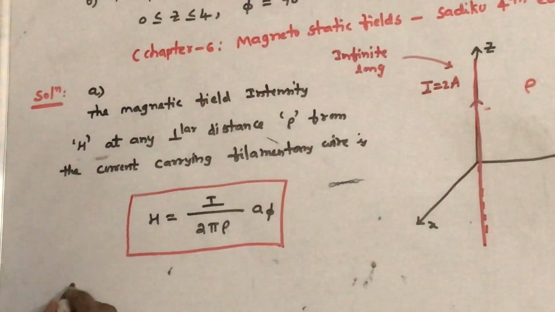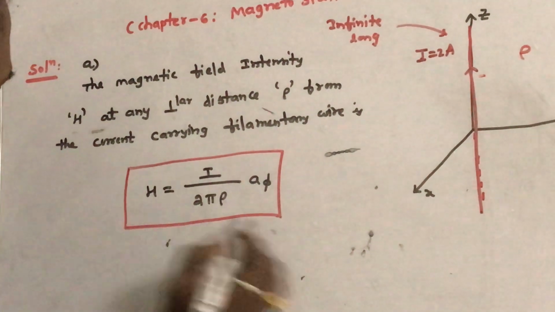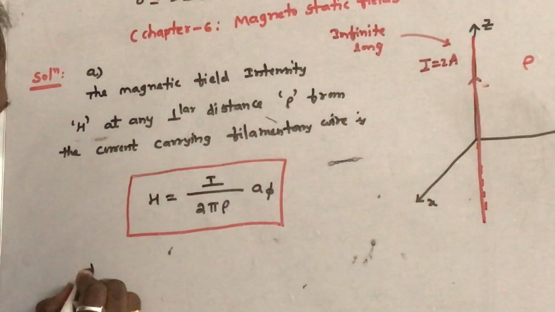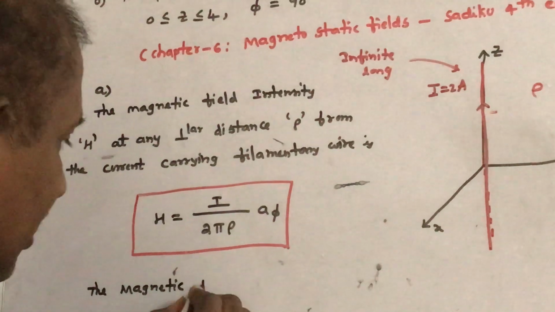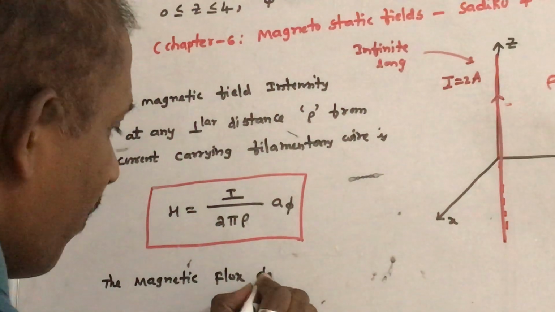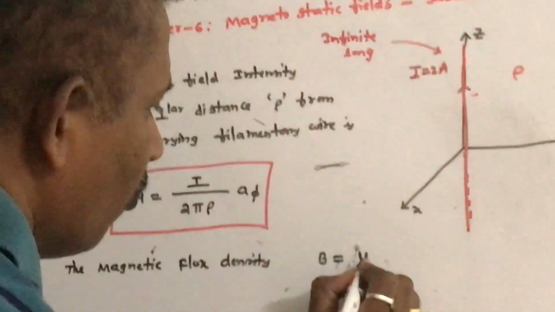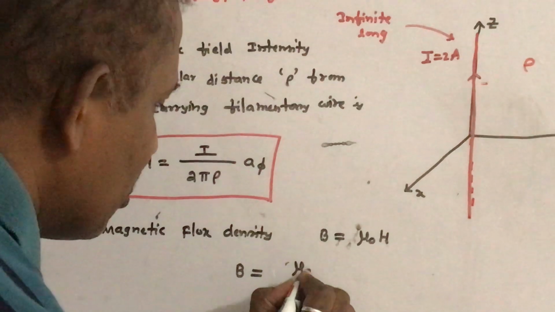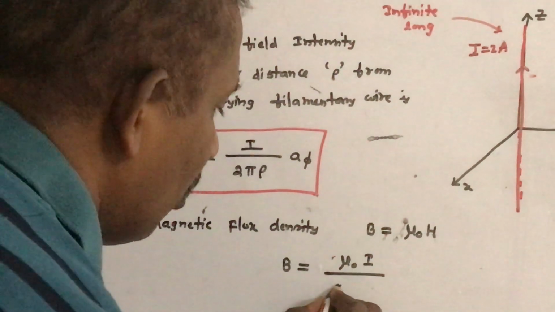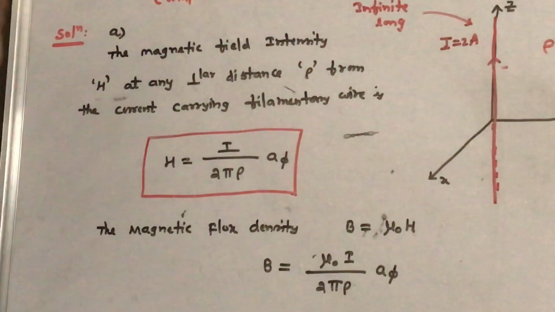So what is the point given? Or otherwise we can write the magnetic flux density. In fact, we have to calculate the magnetic flux density. So what is the formula? B is equal to mu naught H. Substitute H equals I divided by 2 pi rho into a phi. So we use this formula.